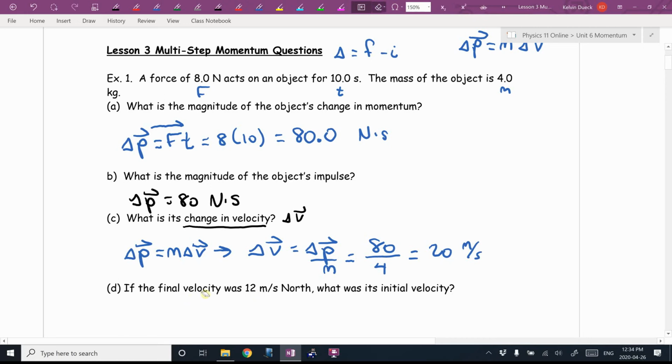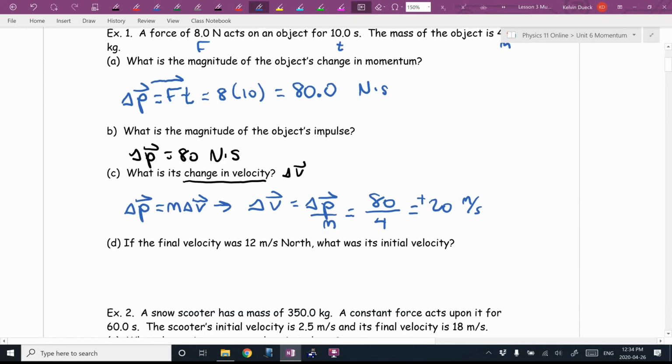Oh, in fact, D, if the final velocity was 12 meters per second north, and our change in velocity was positive 20, what was our initial velocity? If we're assuming that north is positive, then I think our initial velocity must have been 8 meters per second south. We were going south at 8 meters per second. We changed our velocity by positive 20 meters per second. Now I'm assuming that north is positive for this. So 12 meters per second.